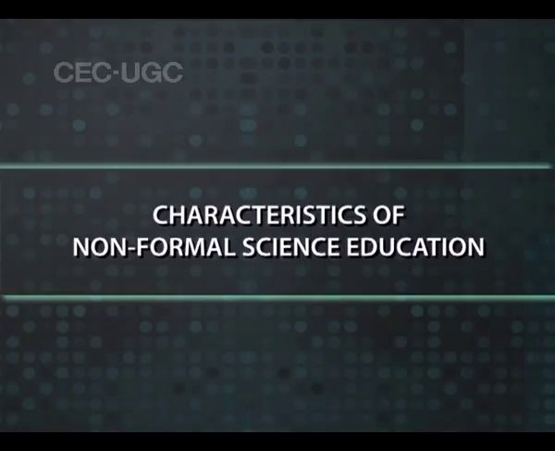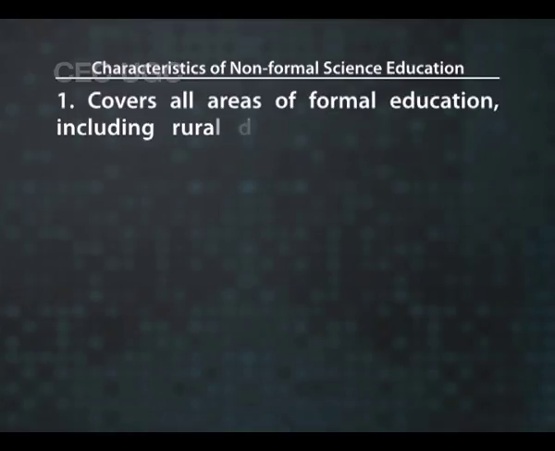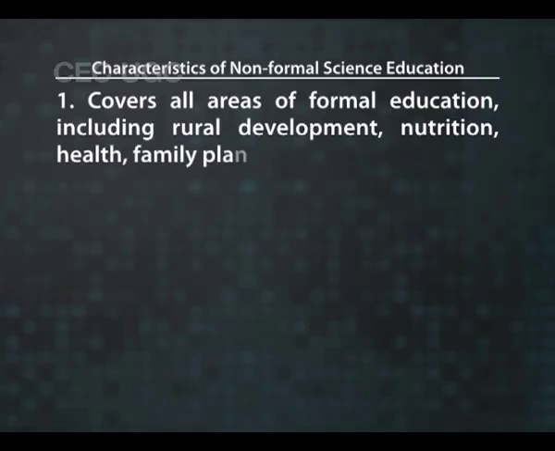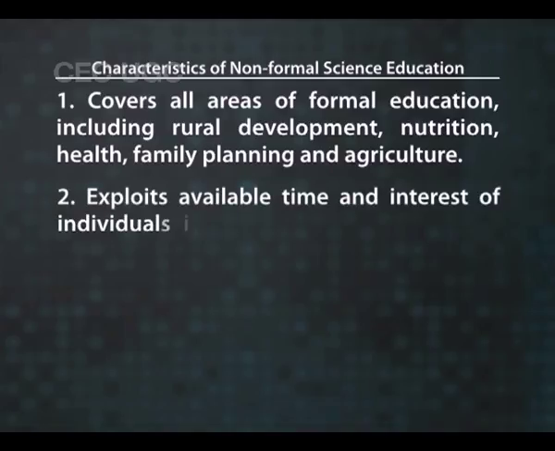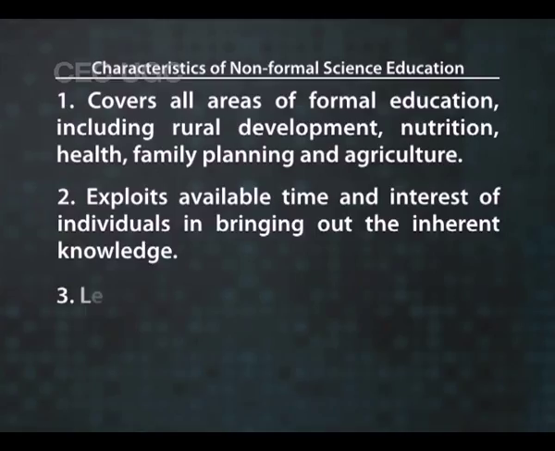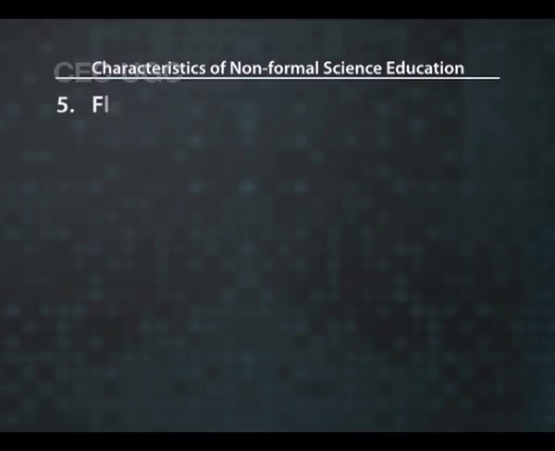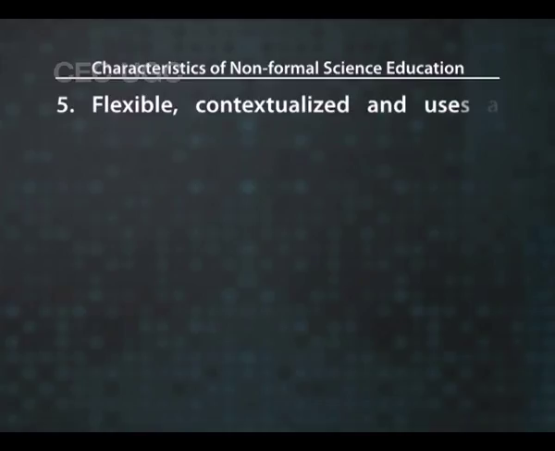Characteristics of non-formal science education. It covers all areas of formal education including rural development, nutrition, health, family planning and agriculture. It exploits available time and interest of individuals in bringing out the inherent knowledge so that individuals can improve conditions of living. It is learner oriented. It is based on dialogue between learner and educator. It is usually flexible, contextualized, and uses a participatory approach.